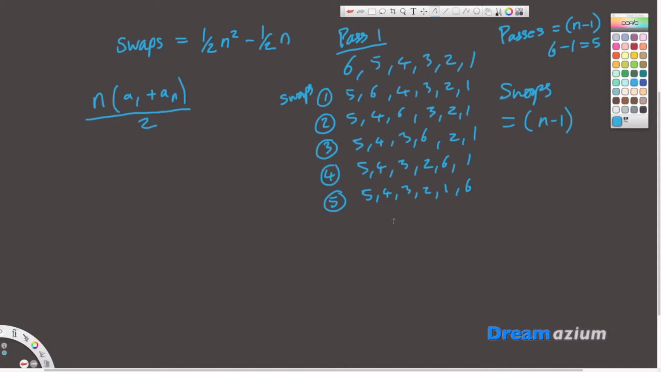So if we call the first swap n minus 1 and the first pass n minus 1, the second pass n minus 2, the third pass n minus 3, the fourth is n minus 4, and the fifth is n minus 5, I'm sorry, that's pretty awful, isn't it?